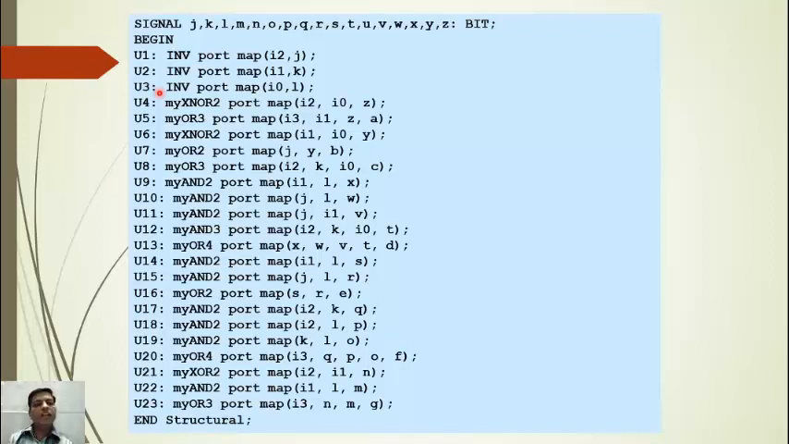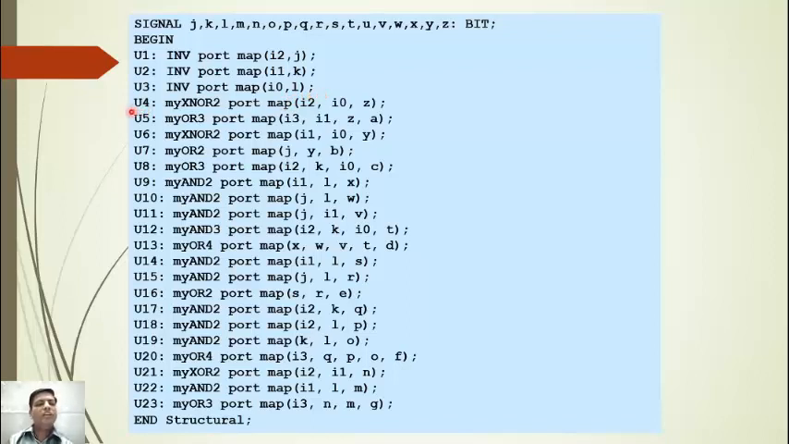Then here the main code is there. For the first component we are declaring U1, the first component: U1 colon inverting port map I2 comma J, the first signal. Then U2 inverting port map I1 comma K, the second component. Then U3 inverting port map I0 comma L, bracket complete, semicolon.